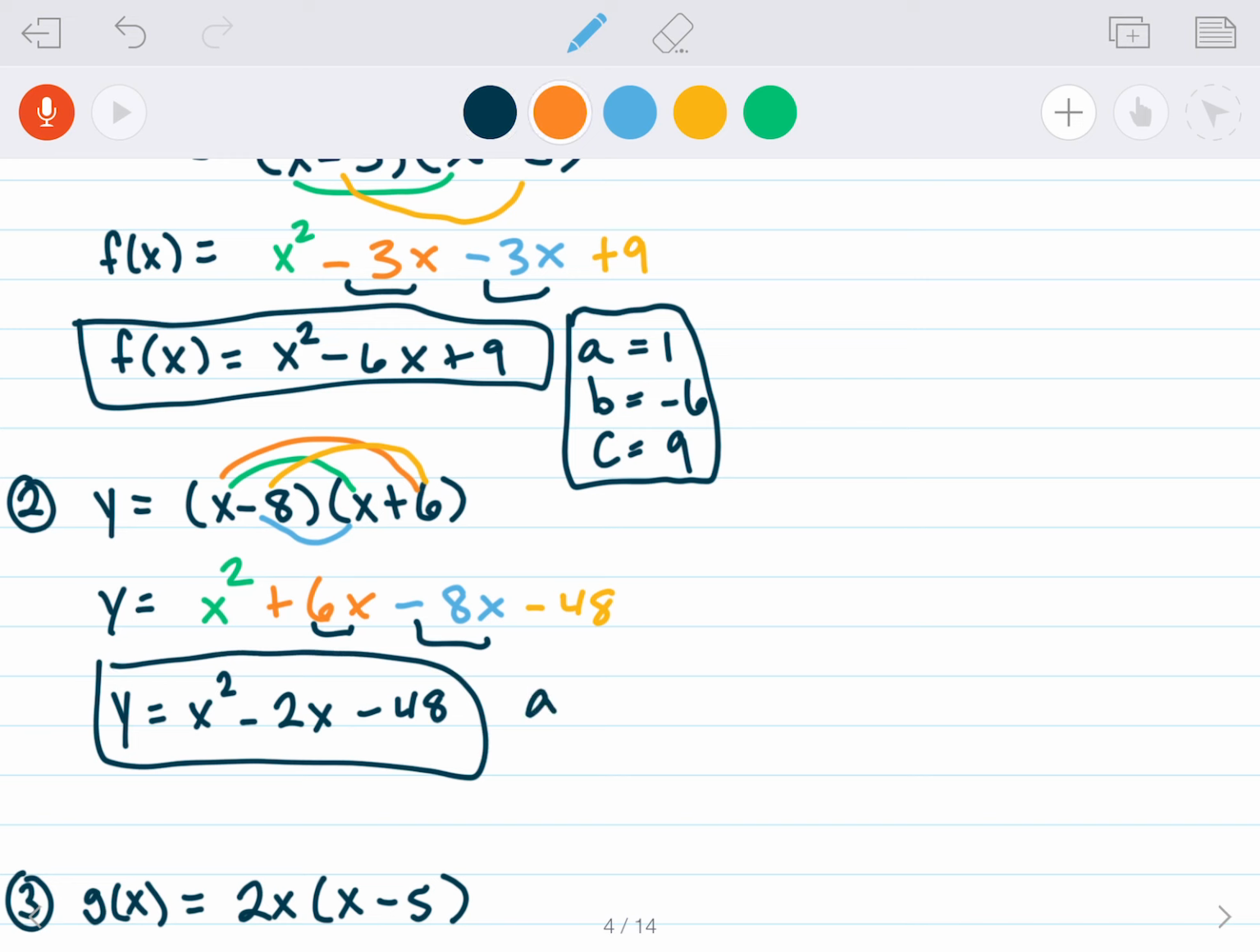A, once again, is going to be 1 because that's the number attached to the x squared. B is going to be negative 2, that's the number attached to x. And c, our constant term, is going to be negative 48.